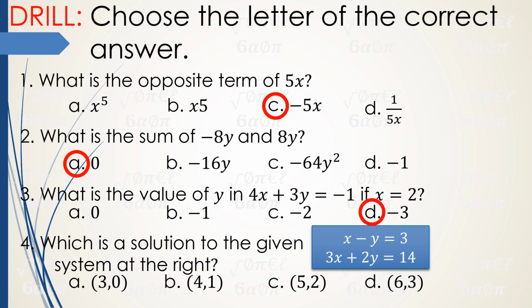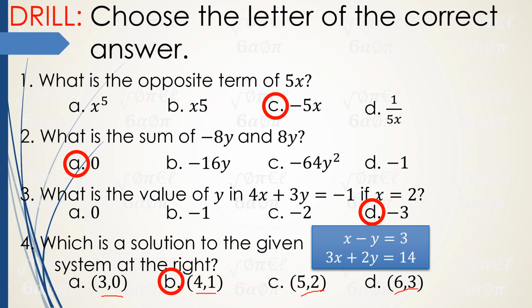Finally, number 4, which is a solution to the given system at the right? Okay, so binigyan tayo ng mga coordinates dito. So, pwede tayong mag-graphical method, pwede tayong mag-substitution method, or kung alam na natin yung elimination method. Or, sa tingin ko isa pang pwedeng maging way, since binigyan na tayo ng coordinates, isa-substitute natin yung mga binigay na coordinates dito doon sa system. Pero dapat parehas ng equation ay mag-equal. So, ano dyan sa mga yan na kapag sinubstitute natin, mag-i-equal sa dalawang equations. And in doing that, letter B is the answer, which is 4, 1.